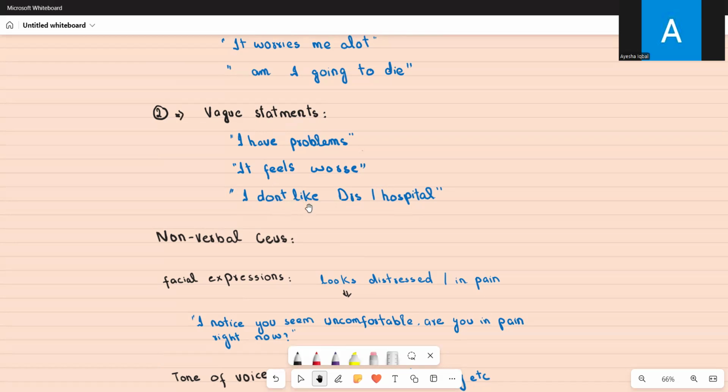Okay, I don't like doctors or hospital. You can say, I understand you might not be feeling comfortable here in the hospital, but can you please explain it to me? What is it about the doctor or the hospital that you don't like? And what is it that we can do to make you feel more comfortable? Okay.